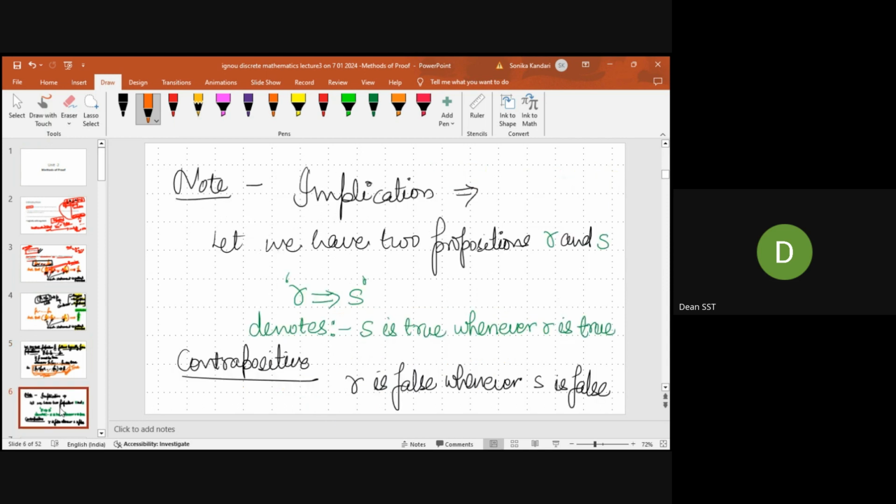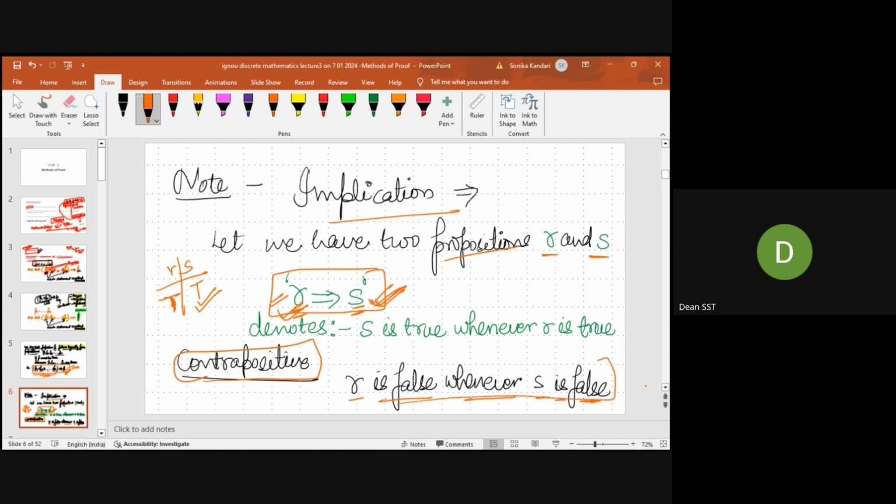Now I will take one more example. This is known as implication. Suppose we have two propositions, R and S. When we write R implies S, it denotes that S is true whenever R is true. Or its contrapositive: R is false whenever S is false. This is the contrapositive form of the above implication, and this sign is the sign of implication.